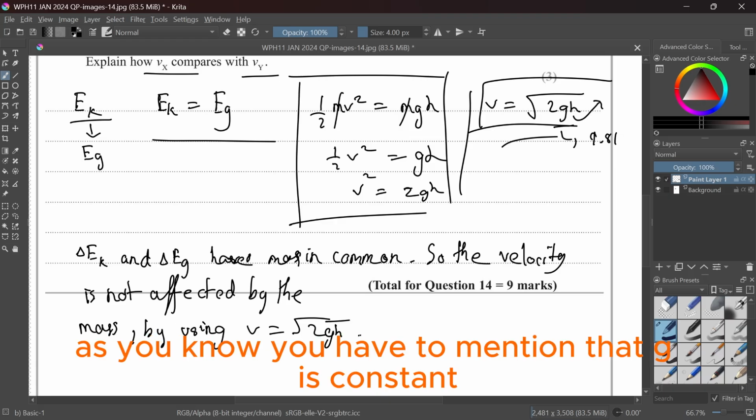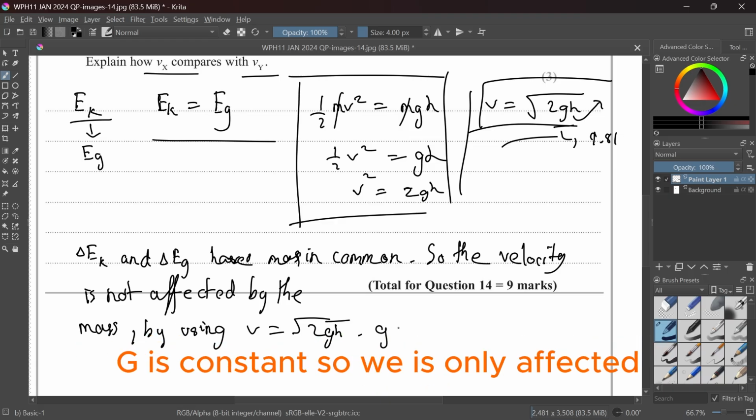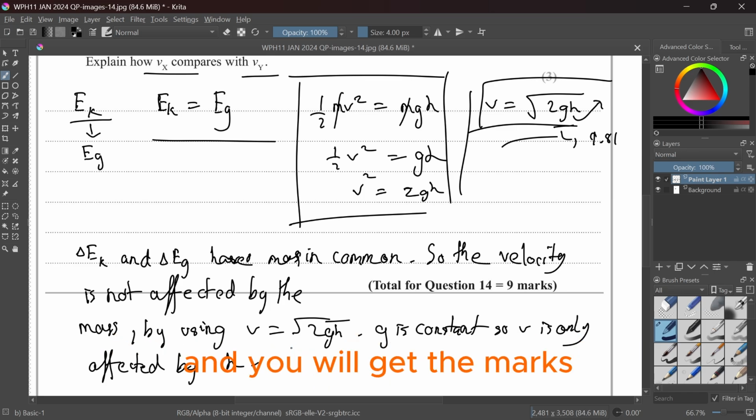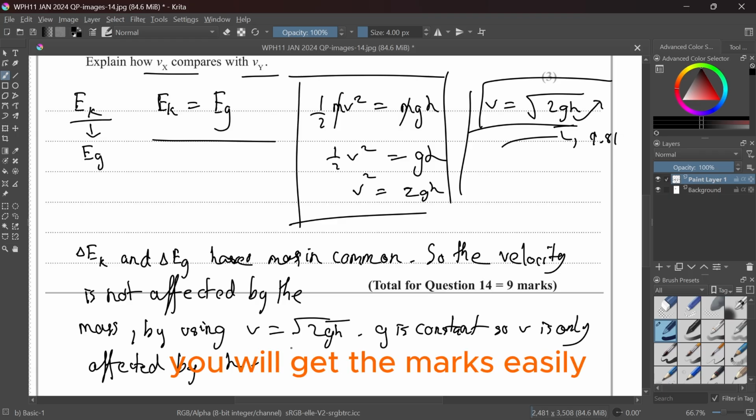V, as you know, you have to mention that g is constant. g is constant. So v is only affected by the h value, height, right? That's it. You need to write only these three points, and you will get the marks. You will get the marks easily.